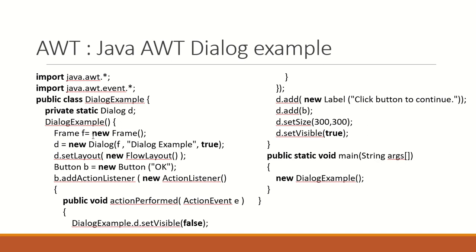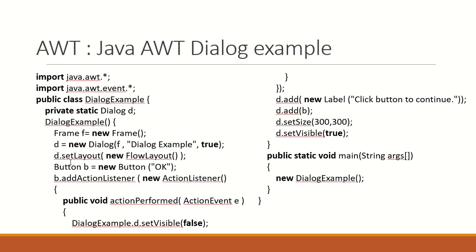Here you are creating a window inside the constructor. You are creating a frame, and inside that you have the dialog member. You are setting it to have dialog example as the title. Then you are making this a part of the frame. It will appear over the frame, that is why F is given here. F is your frame object. Dialog example will be the title appearing on the dialog. Then it is set to true, which means you are going to make it visible.